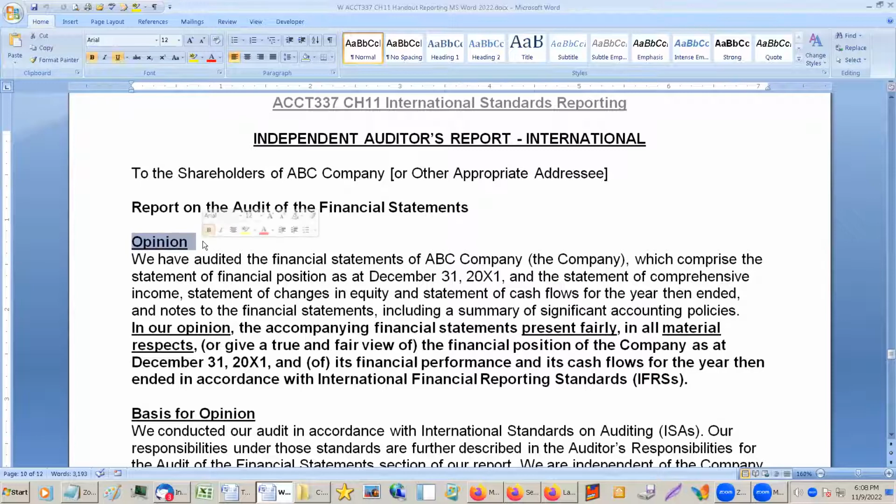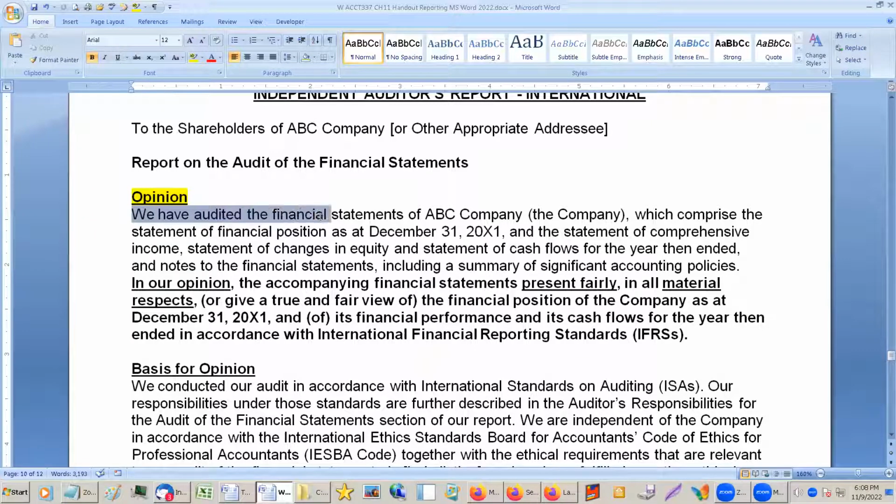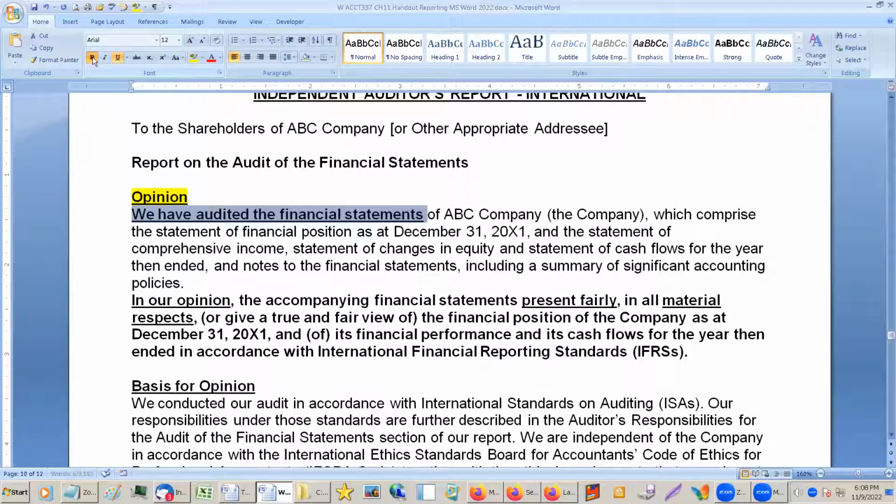And what you're going to do is make an opinion on the financial statements. And this first thing here, you just come right out and say it. We audited the financial statements. And then down here, in our opinion, the financial statements present fairly, in all material respects, the financial position.